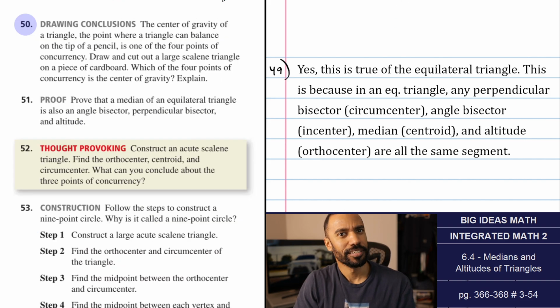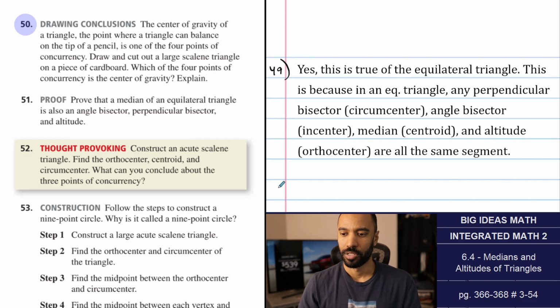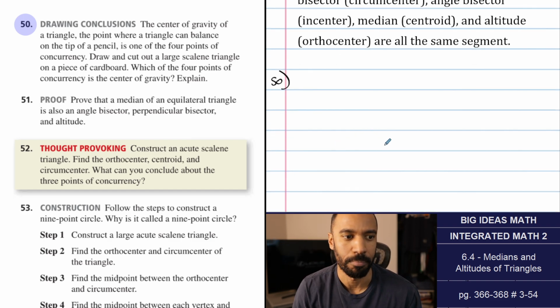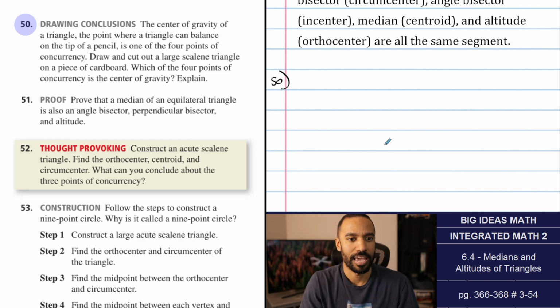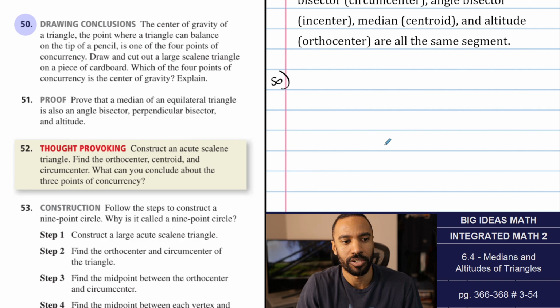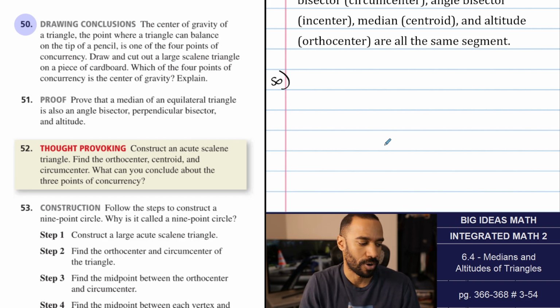Way to go, friend. All right, 5 more questions. Number 50. Drawing conclusions. The center of gravity of a triangle, the point where a triangle can balance on the tip of the pencil, is one of the 4 points of concurrency. Draw and cut out a large scalene triangle on a piece of cardboard. Which of the 4 points of concurrency is the center of gravity? Explain.